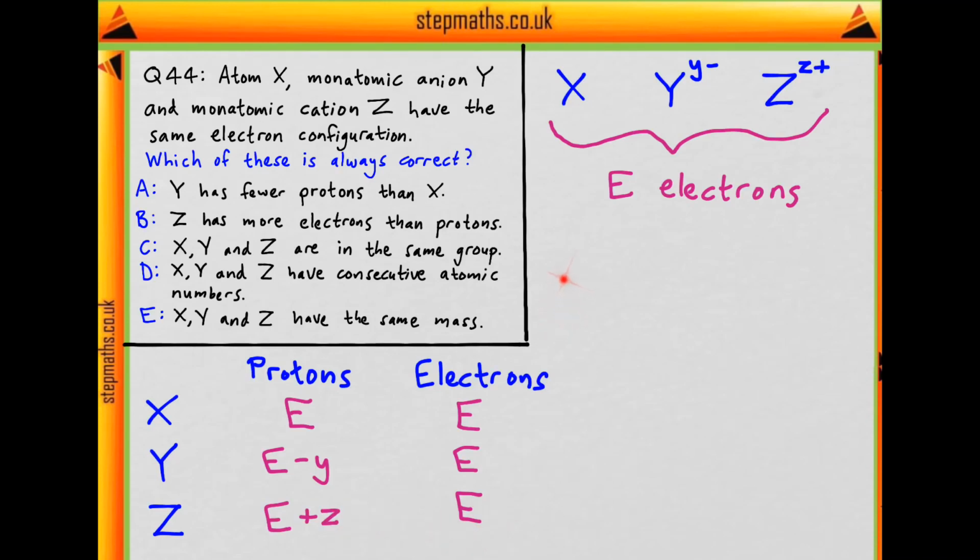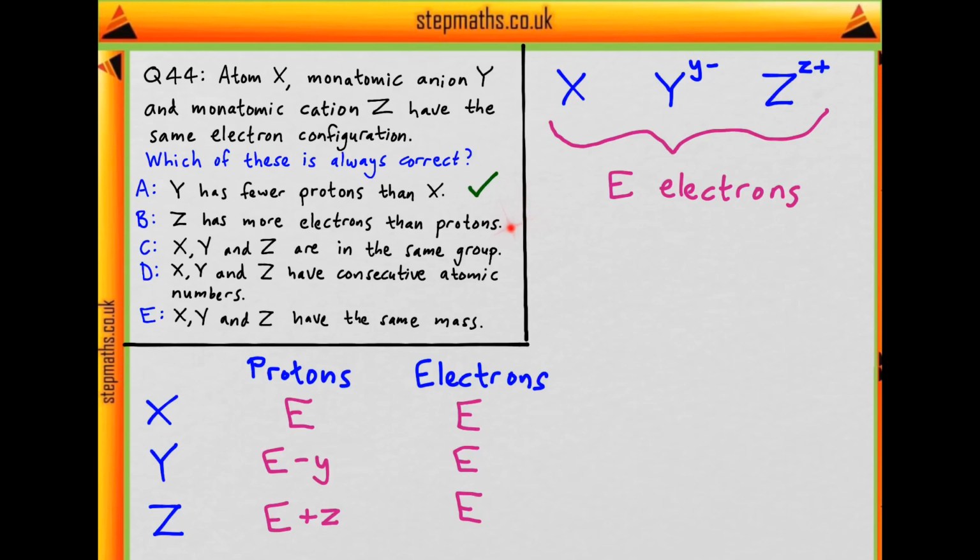So now that we've written down everything that we can about X, Y, and Z, why don't we look at each of the statements in turn? Firstly, it says Y has fewer protons than X, and thankfully we've already worked out how many protons and electrons we have in each one, so we can read this straight off the table as Y having E minus Y protons, X having E protons, and obviously E minus Y is smaller than E, so this first one is correct.